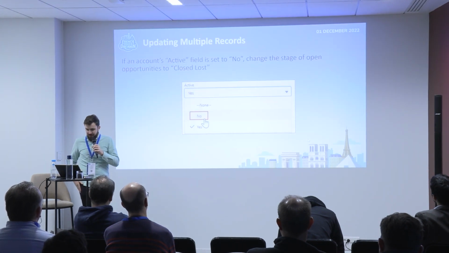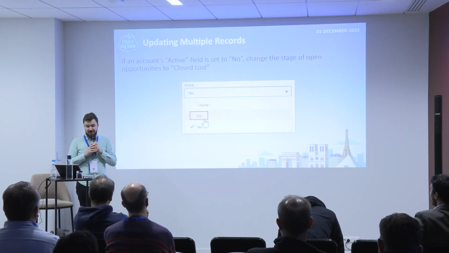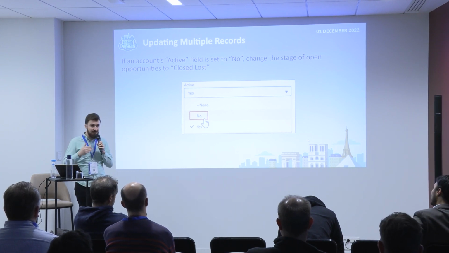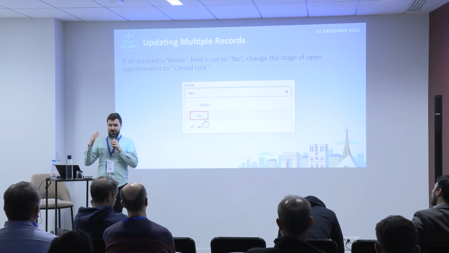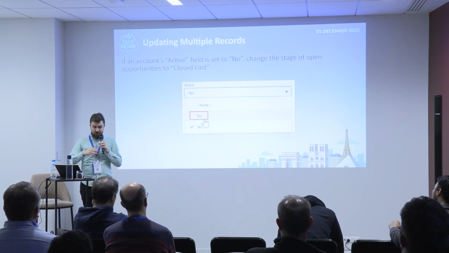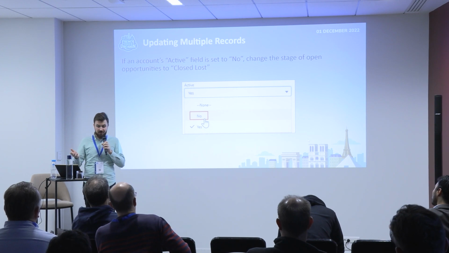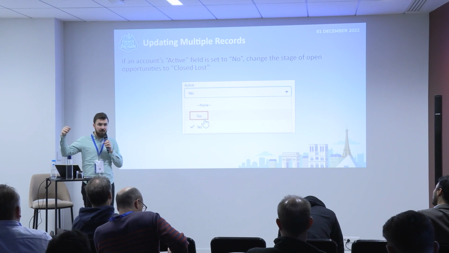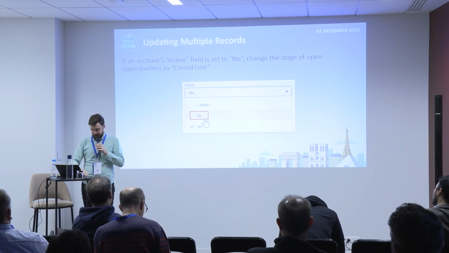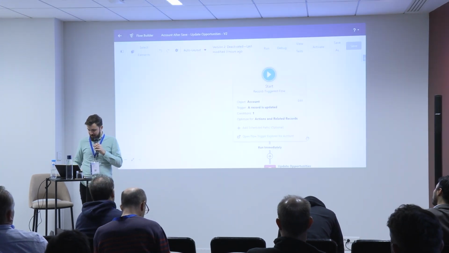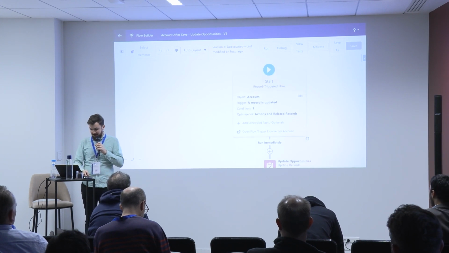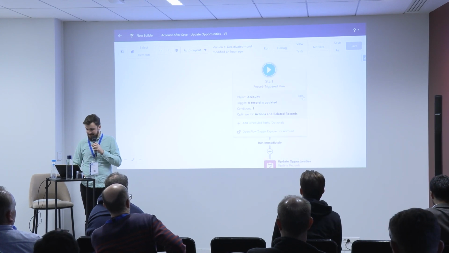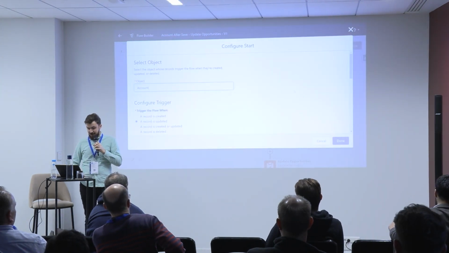The last example I have here is about updating multiple records. The example is the sales team was tired of when an account goes inactive, they would have to go manually mark all the open opportunities as closed lost. So they wanted some automation that anytime they set that active field to no, go find all the open opportunities and mark them as closed lost. What I wanted to highlight here is the different ways you can set up an update records element. I am setting this up in a separate after save flow running on the account object.